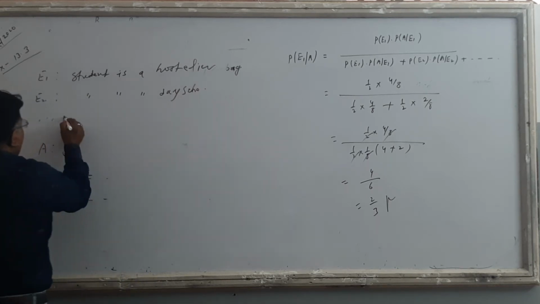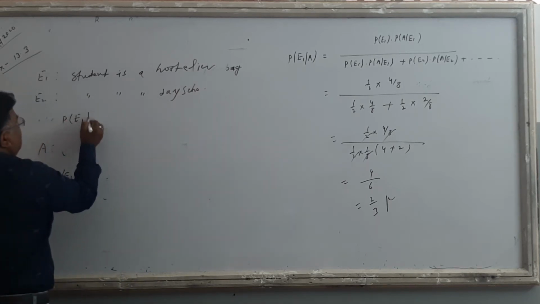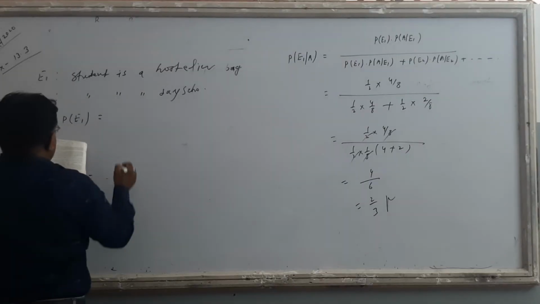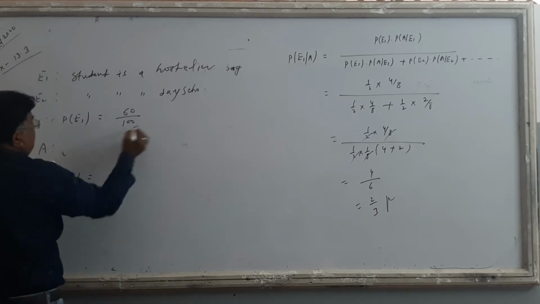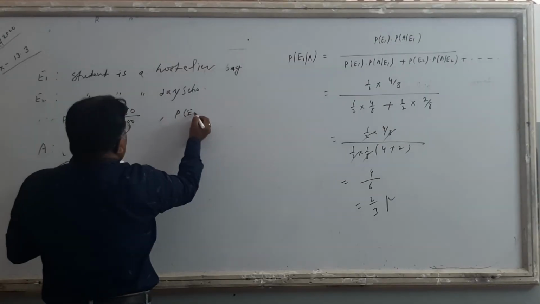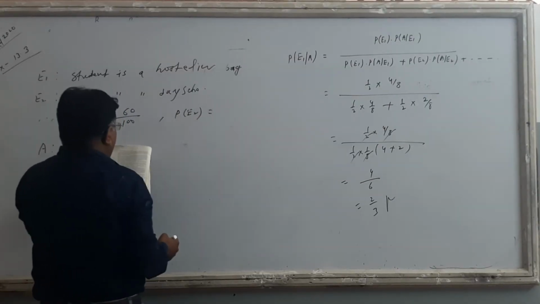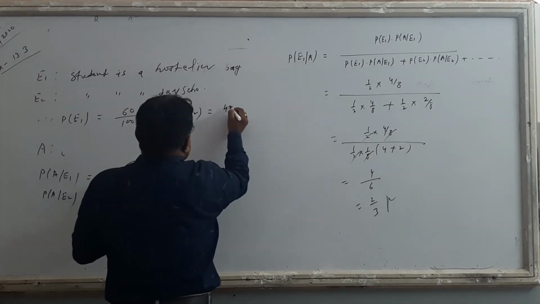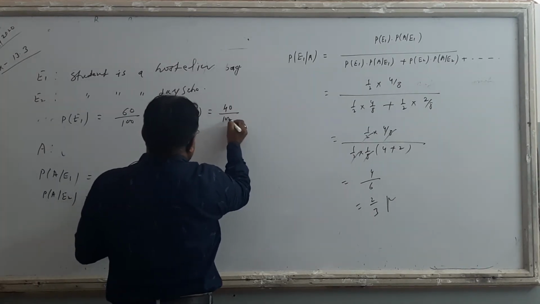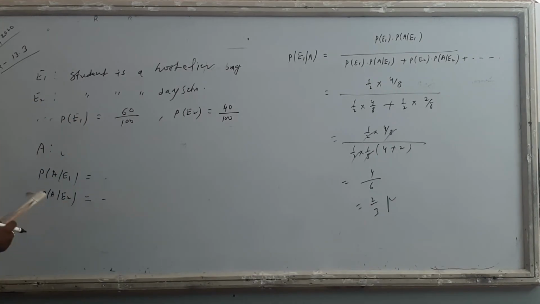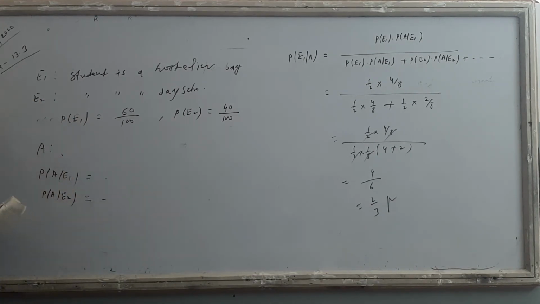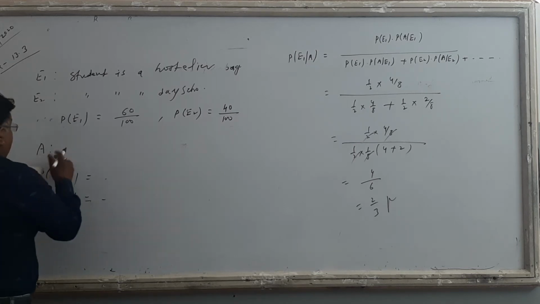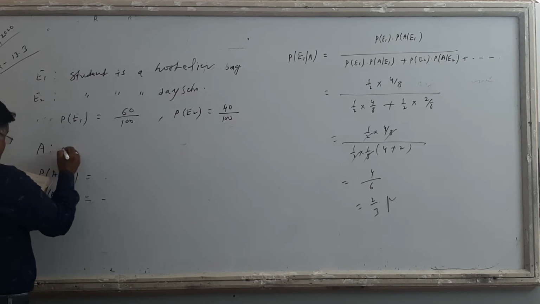So P of E1: what percent of students live in the hostel? E1, 60% reside in hostel. P of E1 is 60 by 100. Now P of E2, the probability of a day scholar: 40% of students do not reside in hostel, that is day scholars. Correct. And now, based on the annual result, you have to decide that the student attains A grade.